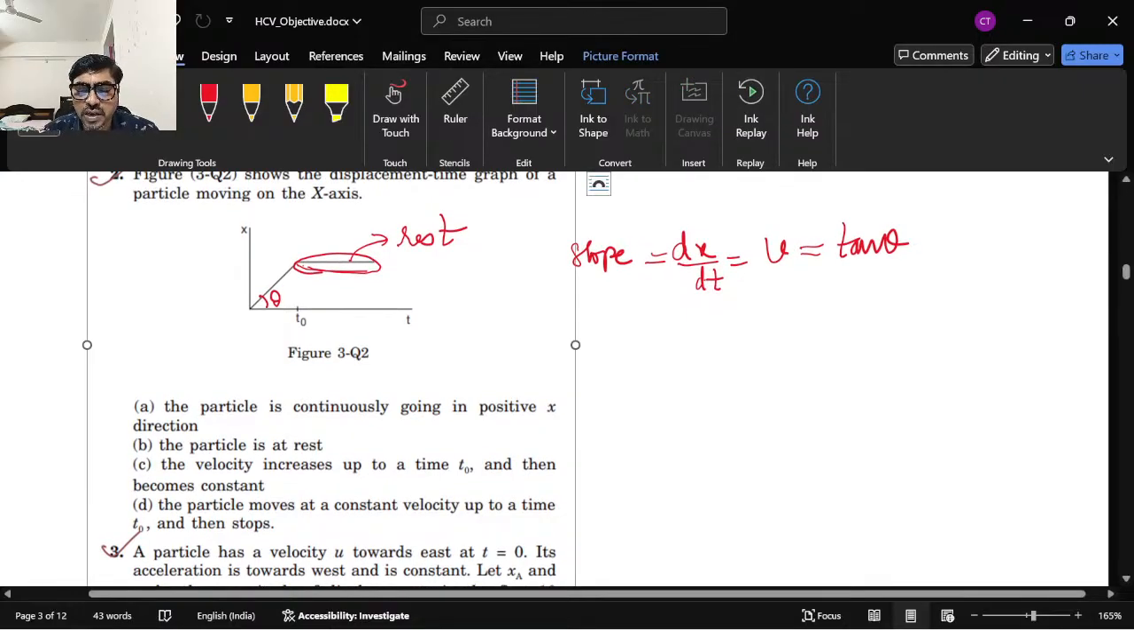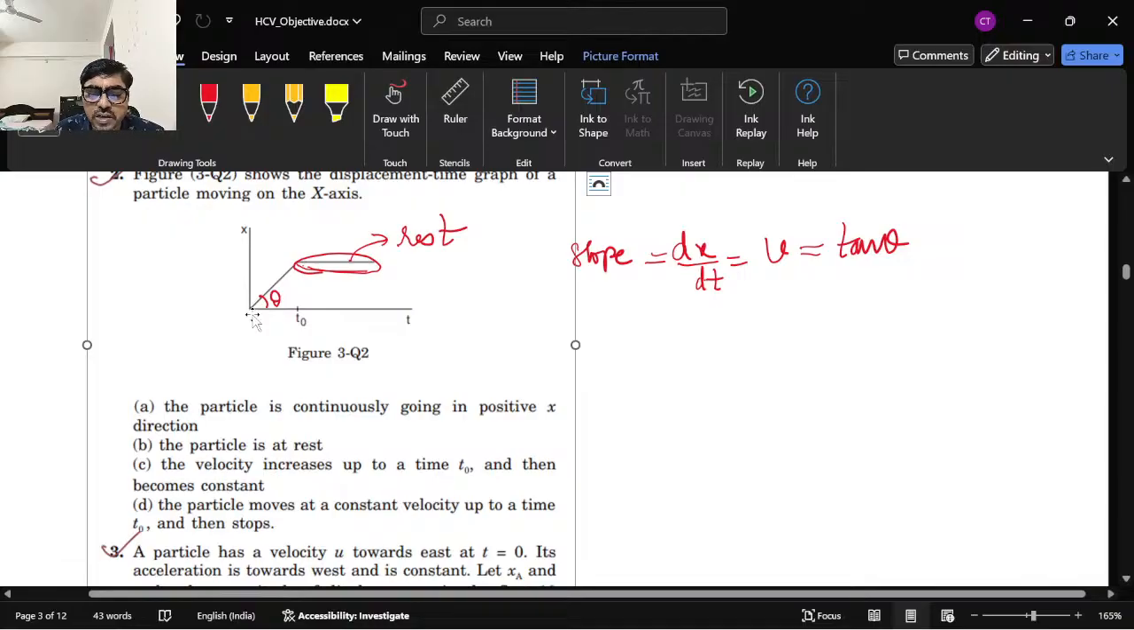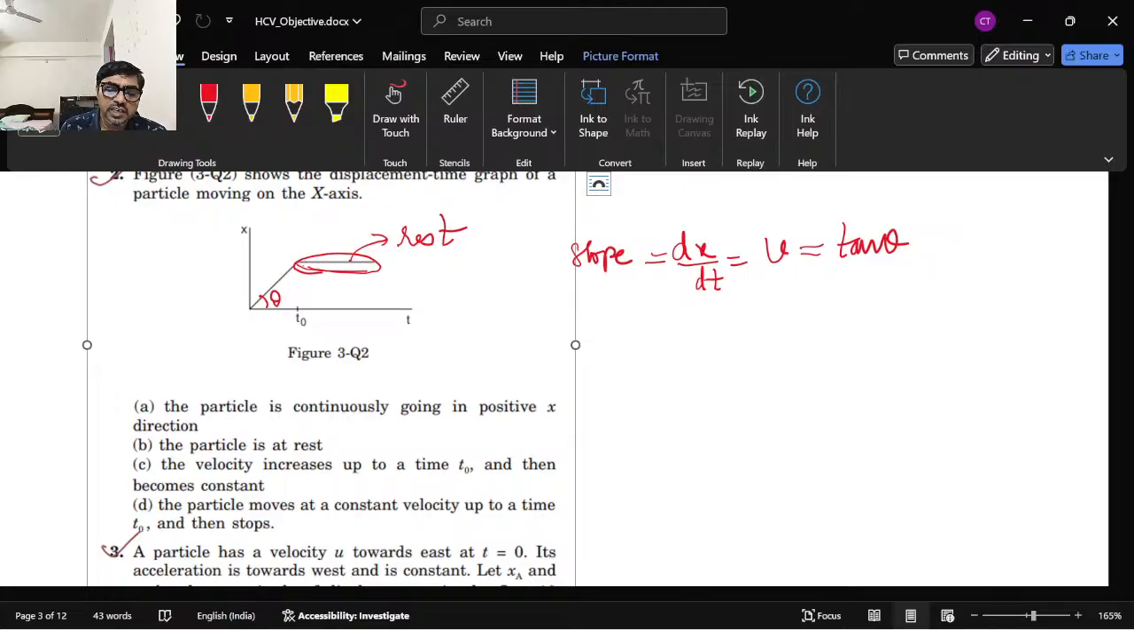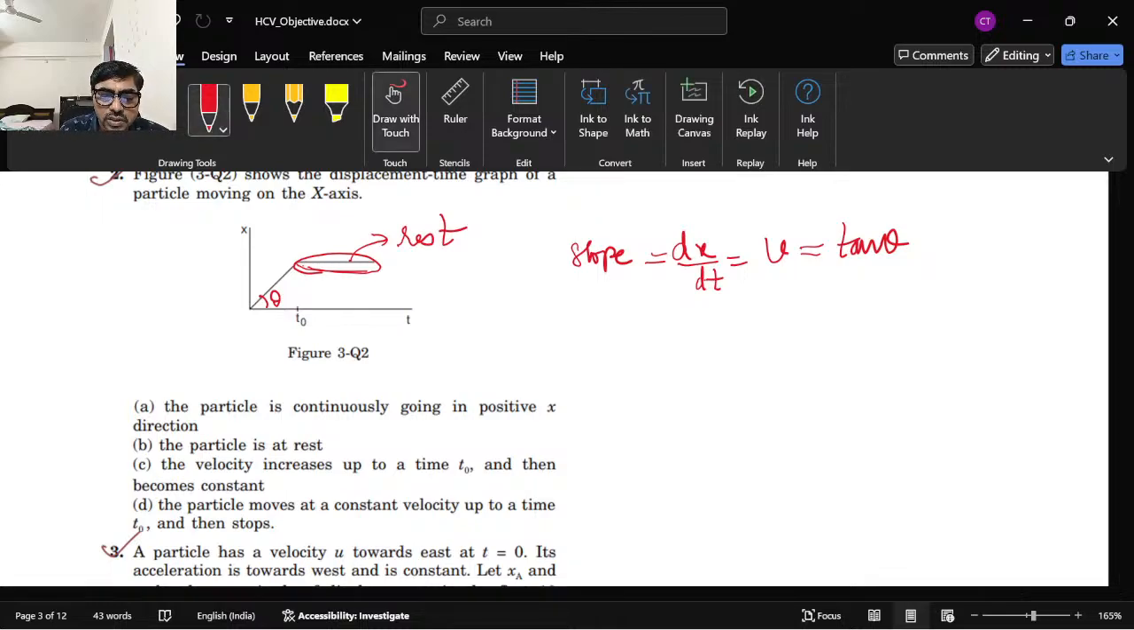The particle is continuously going in positive x direction. No, not necessary. So initially it is at origin, but it is going along positive x direction up to T0, but after that it comes to rest. The particle is at rest, that is also not correct, partly correct. It is not at rest from the beginning. It comes to rest after traveling up to T naught. So this is completely not correct. This is also not correct completely.